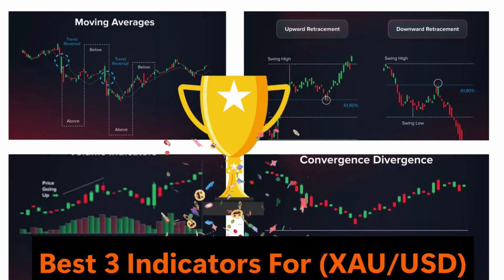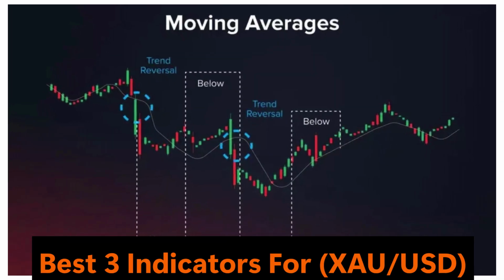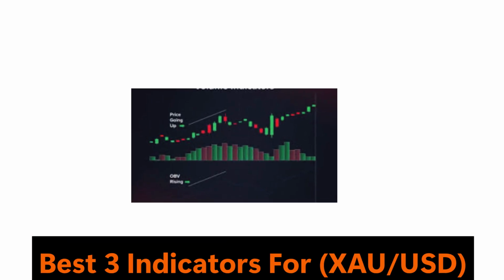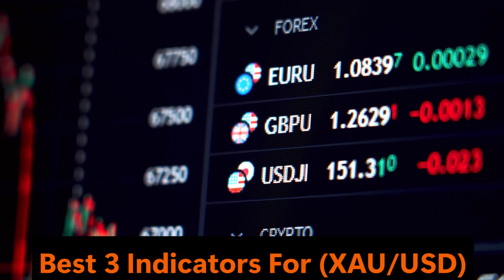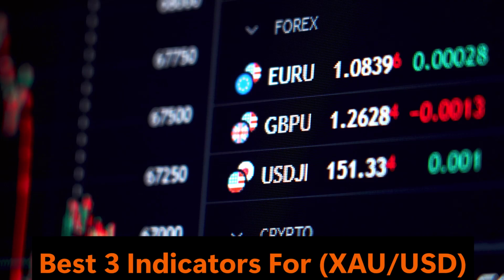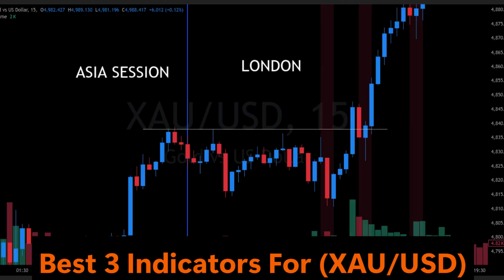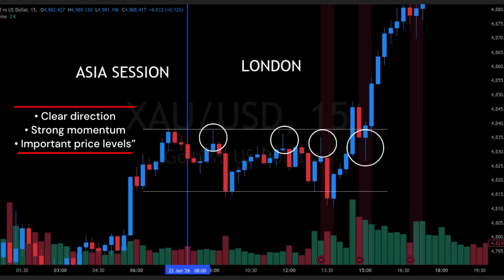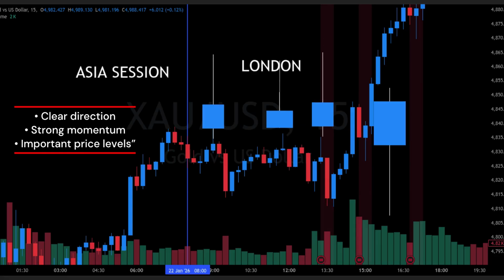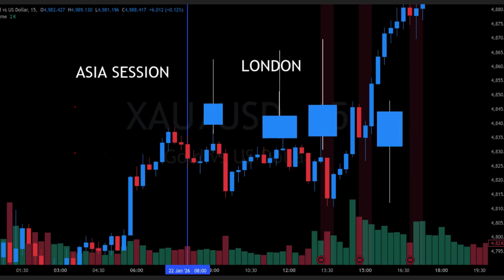Not all indicators work well on gold. Before we talk about indicators, we need to understand one thing. Gold is not like other markets. Gold is not like forex pairs or stocks. Gold moves quickly. Gold spikes. Gold respects key levels and reacts fast. That is why gold scalping needs clear direction, strong momentum, and important price levels. That is why simple indicators work better on gold.